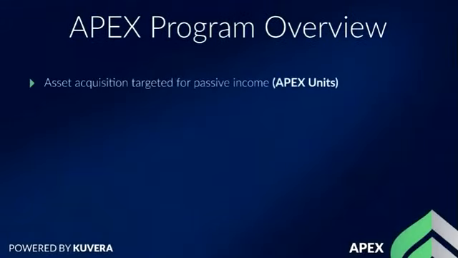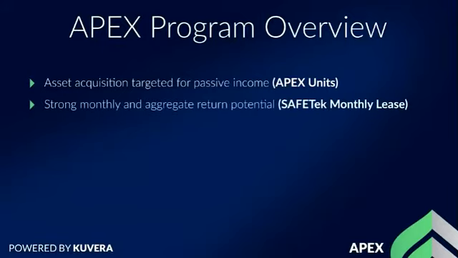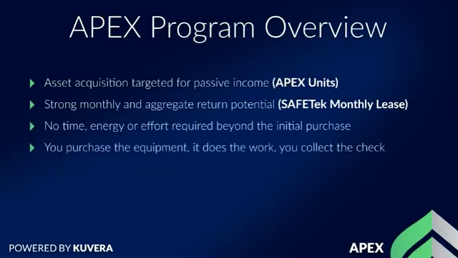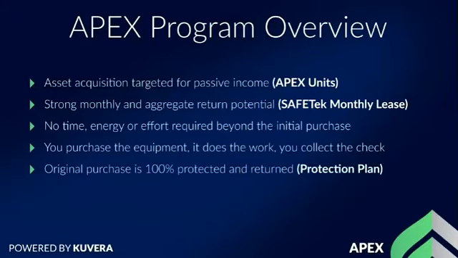Let's start with just a quick Apex program overview so that you really understand what Apex is. Apex is designed to be an asset acquisition targeted for passive income. That's what Apex is. The unit itself is the asset that you can purchase and put to work for you for passive income. How do you do that? Well, you have an opportunity for that strong monthly and aggregate return potential because of SafeTech offering a monthly lease on those Apex units. No time, energy, or effort is required beyond that initial purchase. You simply purchase the equipment, it does the work, you collect the check, true passive income possibility.